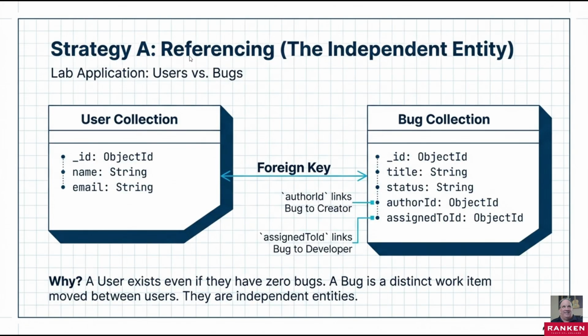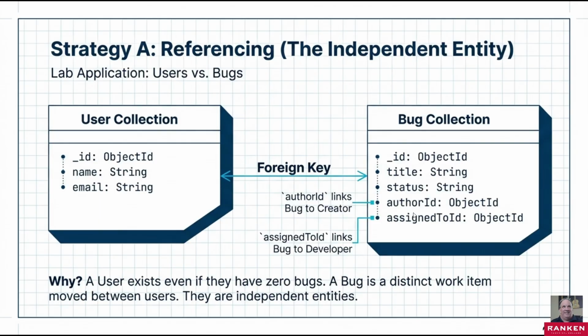So referencing, the independent entities. So users versus bugs, right? We have a user collection. It's going to have multiple users, with different attributes: name, email, etc. And then we also have a bug collection. A bug collection will have an ID, a title, a status, an author ID. So this author ID is how it links to the user, by who created this. A user created this.